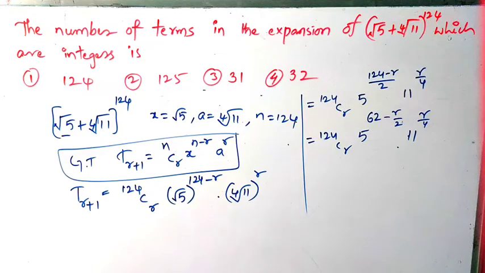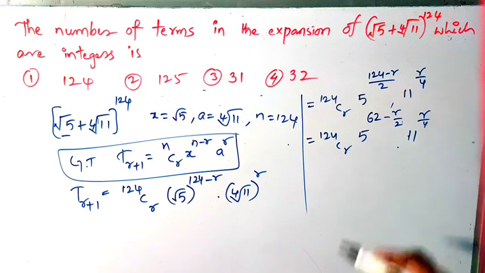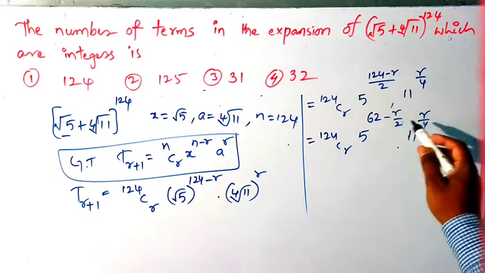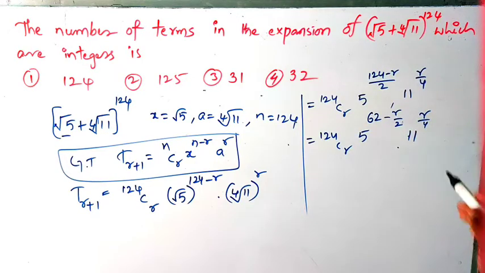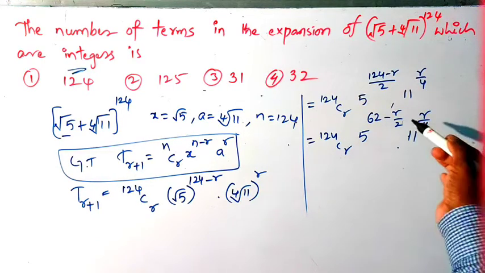So see here, r by 2 we got here and r by 4 we got here. Clear? Suppose r equals 2. 2 ones are 2, so we get 60. But 2 by 4 we get here, that is 1 by 2, which is not an integer. So we find out the integer values of this expansion. So then what we get here? We have to take multiples of 4, which are also multiples of 2.